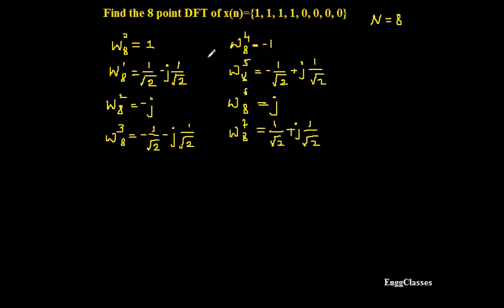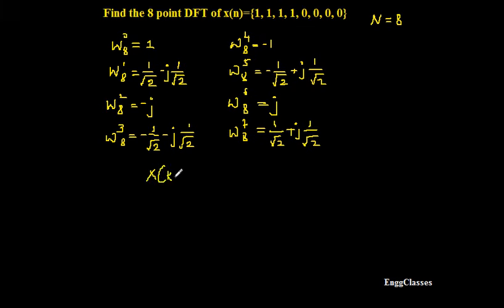To find X of k, I must know the twiddle factors. I must know these twiddle factor values: W8 to the power 0, W8 to the power 1, W8 to the power 2, W8 to the power 3, similarly up to W8 to the power 7. So how do I get these values? To find these values, I have made one video on how to find the values of twiddle factors for N equal to 8. I recommend you to watch that video and come back. So once we understand how we get these values, we can proceed further and I can find its DFT.